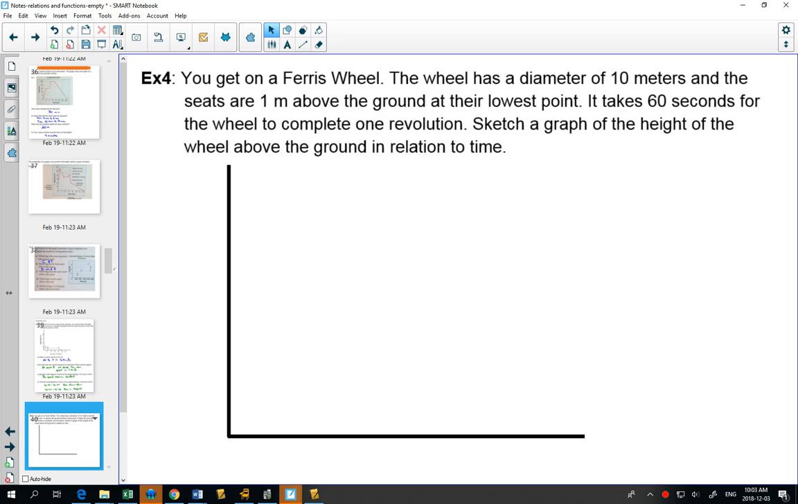I would like you to graph time along the x-axis and height along the y-axis. Do it in pencil and come up with your own graph first, and then we'll discuss it, and I'll come around and look at some of them. Maybe I'll even take some pictures of some and put them up on the screen.